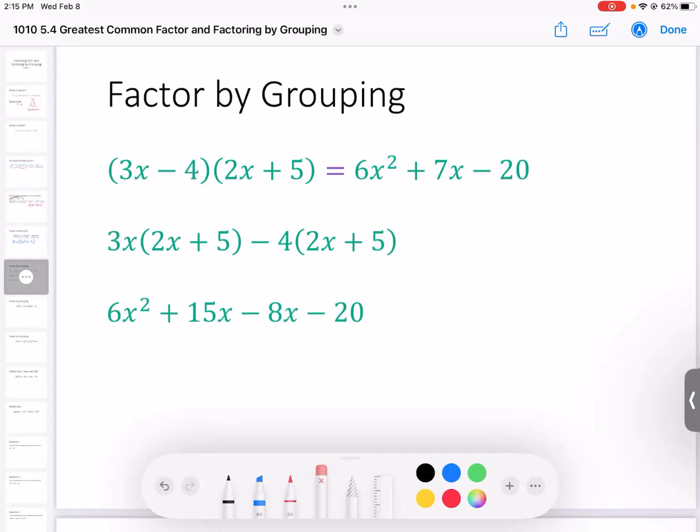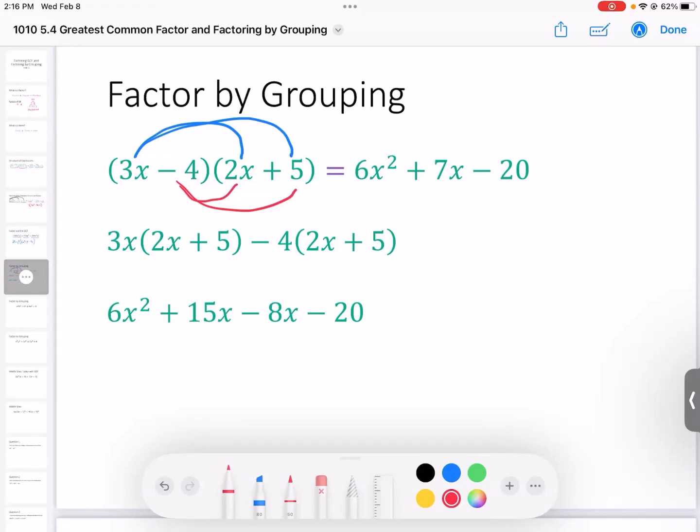So the idea of factoring by grouping is we're going to undo the process we would do when we multiply them. So we don't usually write these steps out, but it is helpful for factoring by grouping to think about it this way. So the way that we figure out that these two polynomials multiplied together equals this is we start out by doing 3x times 2x and 3x times 5 and negative 4 times 2x and negative 4 times 5, right? Or you could call it foiling or whatever method you like to use.